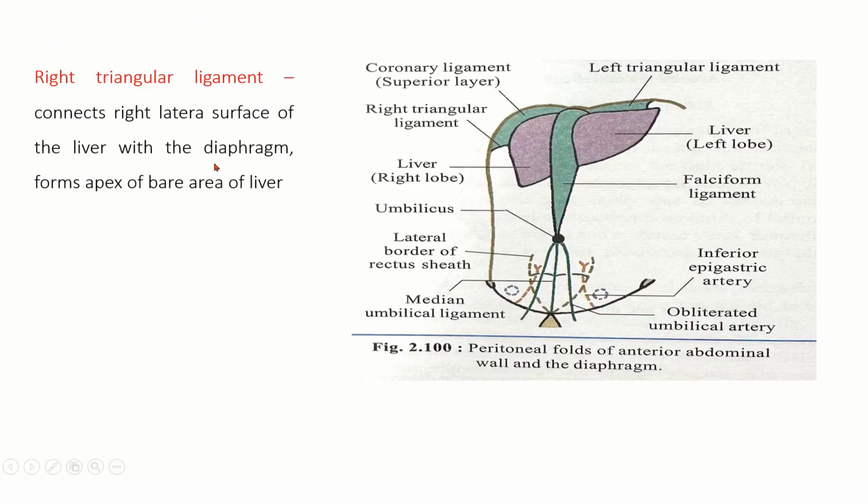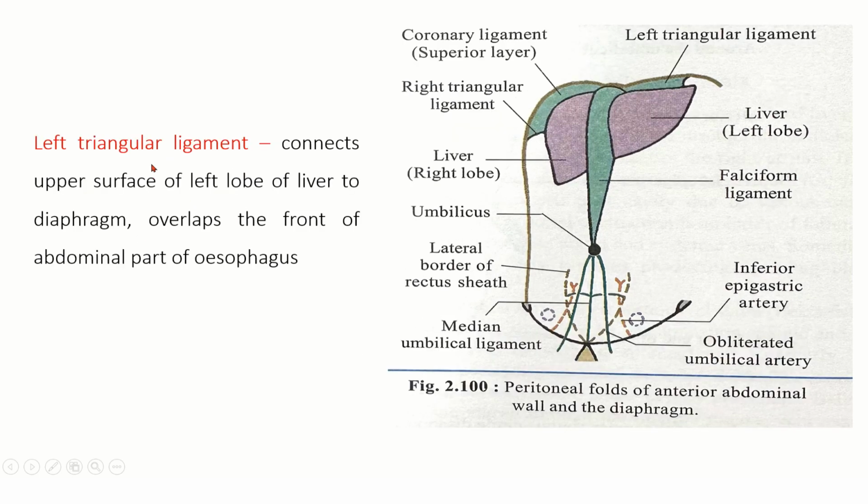Right triangular ligament connects the right lateral surface of the liver with the diaphragm and forms the apex of the bare area of the liver. Left triangular ligament connects the upper surface of the left lobe of the liver to the diaphragm and overlaps the front of the abdominal part of the esophagus. So this is the left triangular ligament and this is the right triangular ligament.